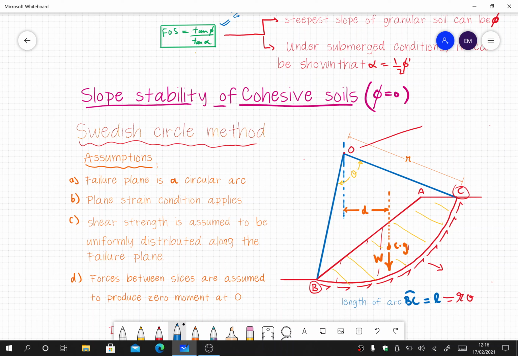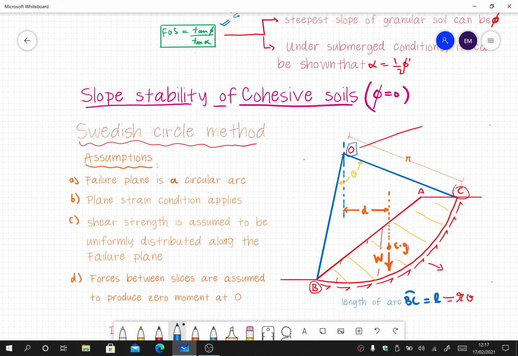So there are certain assumptions that we have to consider while using the Swedish circle method. As we discussed before, based on this method, the failure plane is going to be a curved failure plane. And obviously a curve is a part of a circle, so we have to see where the center is and the angle subtended by the arc at the center of the circle, that is theta here.